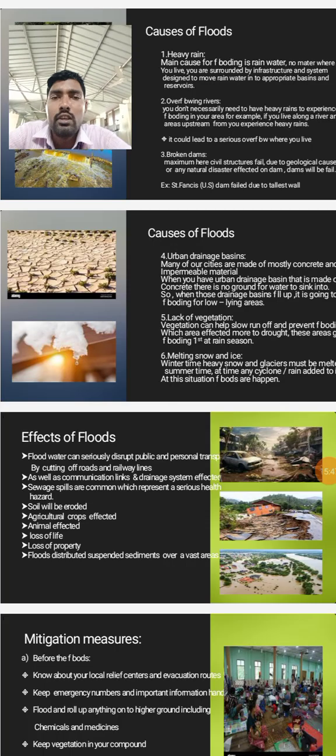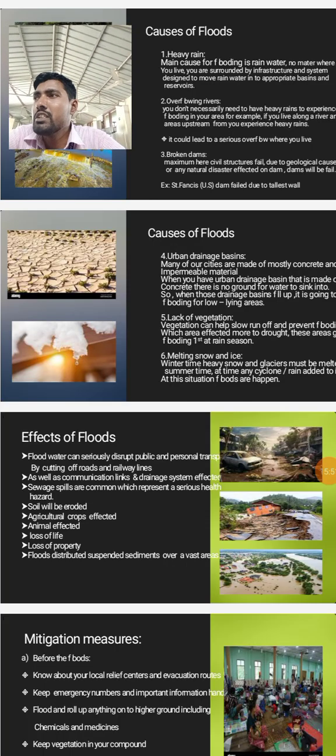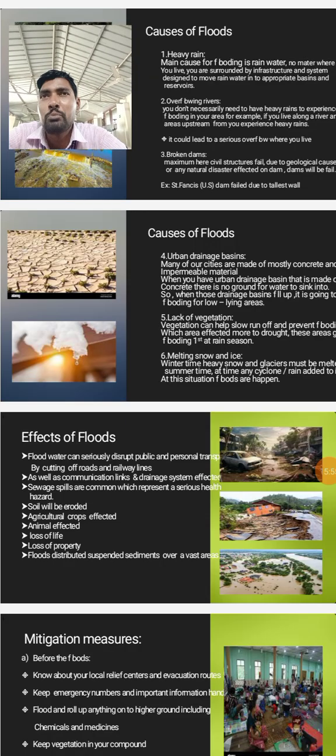And next, lack of vegetation. Where there is vegetation, it absorbs some of the water content, which helps us predict flood movement or water movement. When we do not have much vegetation, we are not able to control or predict the flood movement.